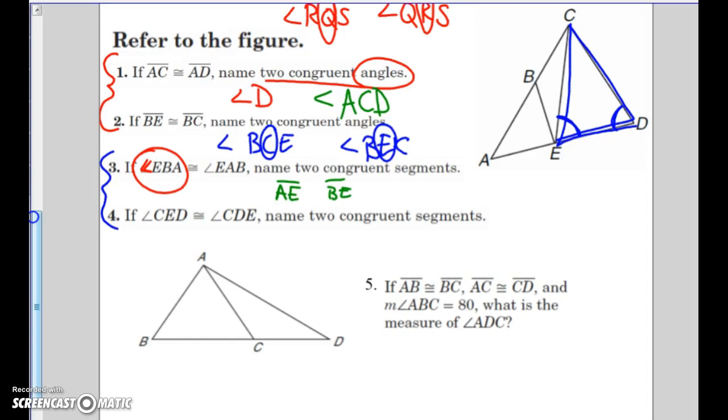Okay. So here are the two that have the base angles. This is my base. That means that these two are my congruent sides, CE and segment DC.